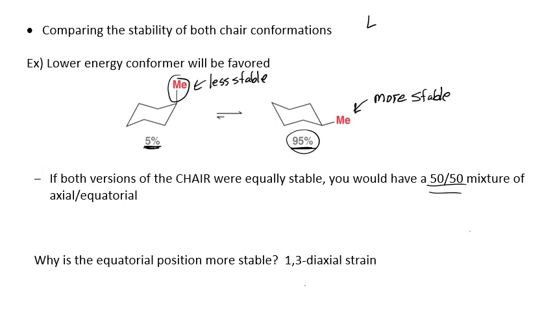So equatorial is more stable than the substituent in the axial position. So you may be wondering why, and the answer to that can be explained through something called 1,3-diaxial strain.